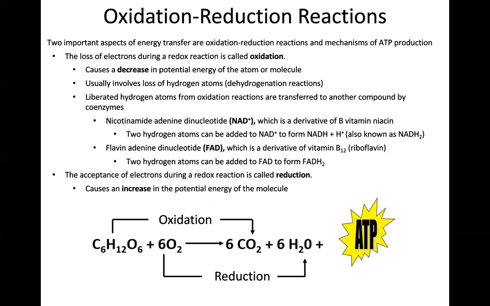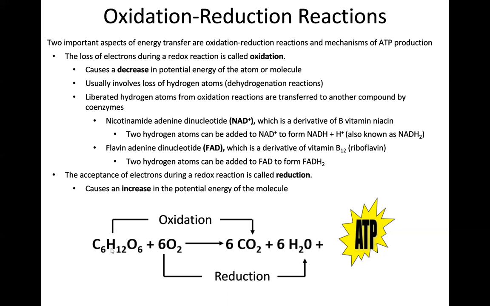So catabolic and anabolic reactions are coupled to one another, but so are oxidation and reduction reactions. And those are very important aspects of energy transport, or energy transfer, and therefore mechanisms of ATP production. Okay. Oxidation is a loss of electrons during a redox. Redox is just short for reduction oxidation. It's just combining the words. And this is what we do to C6H12O6, which is the chemical formula for glucose.